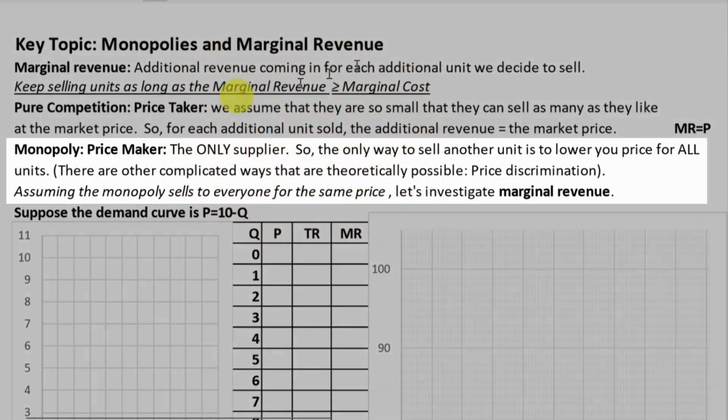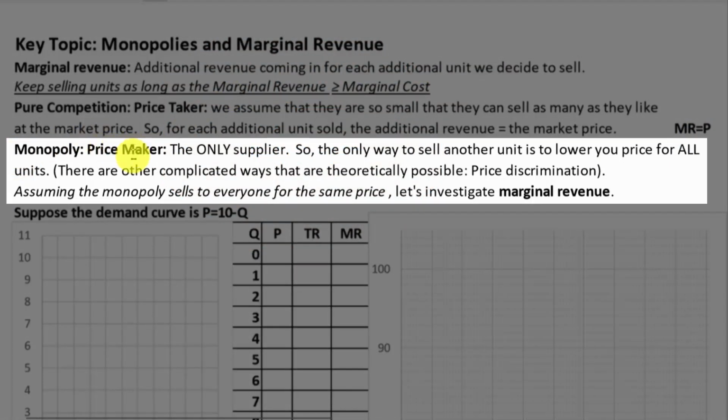Now, if you're a monopoly, you are a price maker. You're the only supplier in the market. So there's not a market price. You decide the price, and by deciding the price, you're also deciding how many units people want to buy from you, right? The law of demand is not repealed just because you're a monopoly. So if you set a higher price, you know you're going to sell less. But if you want to sell more, the only way you can sell more is to lower your price.